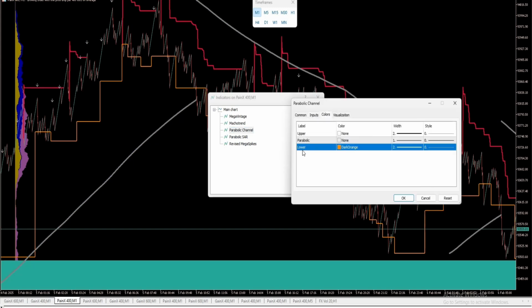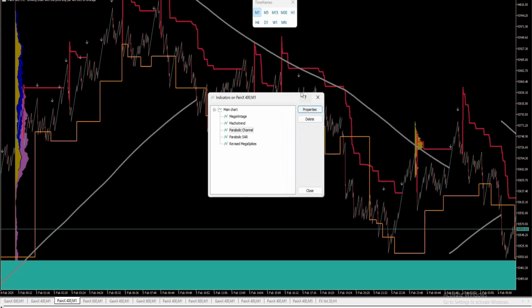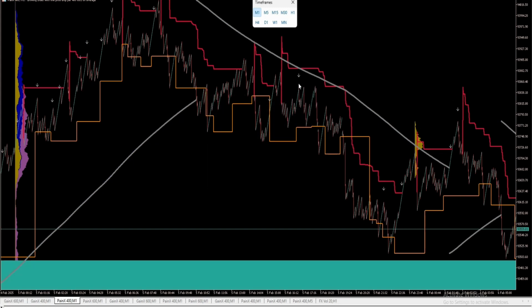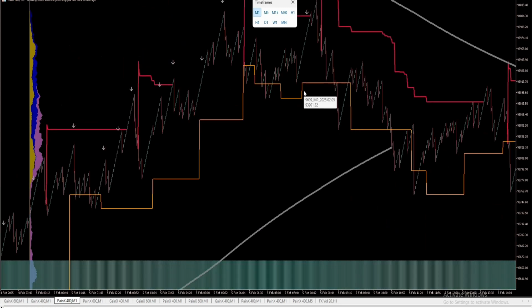the parabolic channel, the lower part of the parabolic channel is the dark orange, and so this time we have removed the upper one, which was supposed to be blue, if you can remember, for the gain X indices. Remember, all of this is applying to boom and crash as well. And so let me zoom this out a bit.